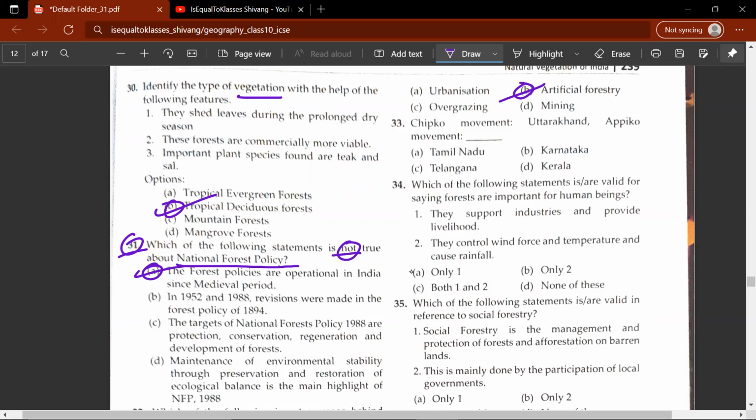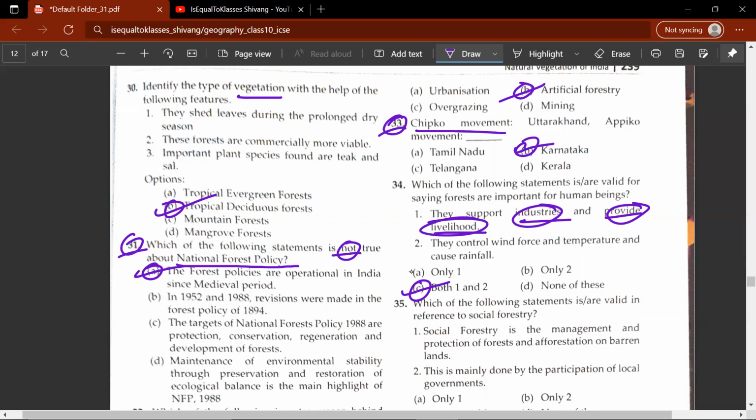Sorry for that. 33rd question, Chipko movement, Uttarakhand. So the correct answer for this would be B, Karnataka. Which one of the following statements are valid for the saying forests are important for human beings? 1, 2. So they support industries and provide livelihood. They control wind force and temperature and cause rainfall. So for this, obviously, it would be C, both 1 and 2, because they support industries, provide livelihood.